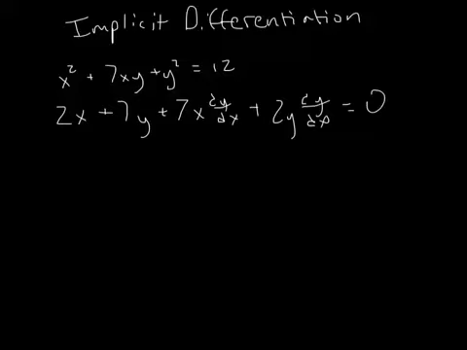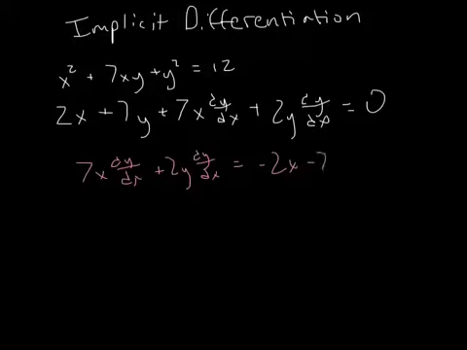Factoring. So, let's move all of the things that have dy over dx to one side and all the things that don't to the other side. So 7x dy over dx plus 2y dy over dx equals negative 2x minus 7y.